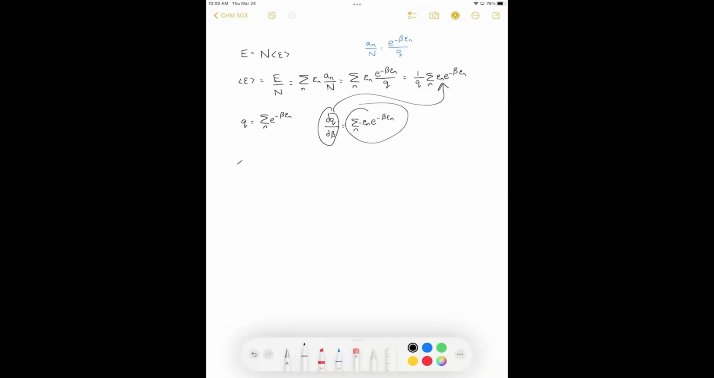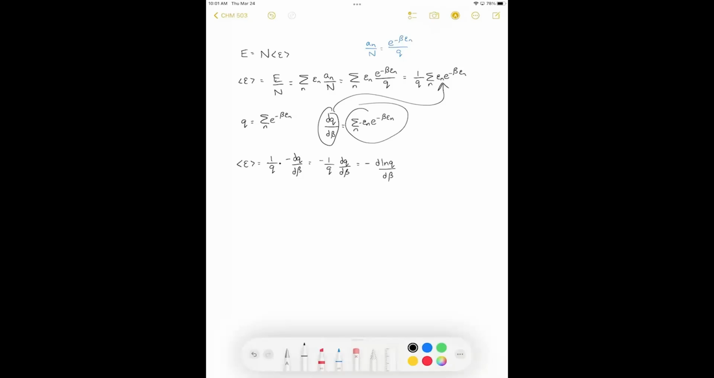And what we end up with then is that the average energy is equal to 1 over q times negative dq d beta. And in some cases, we'll leave it like this. We can say that negative 1 over q dq d beta is the average energy of our molecules. And in other cases, it's a little bit more convenient to write it as the negative derivative of the natural log of q with respect to beta. So these are, in fact, equivalent.